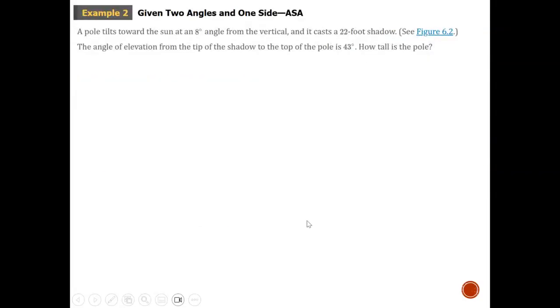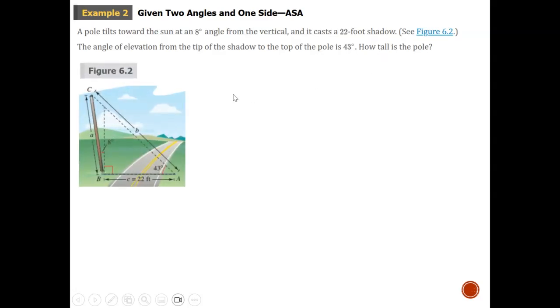Okay, now, this is how you do it in real life. It says a pole tilts towards the sun at an 8-degree angle from the vertical, and it casts a 22-foot shadow. See figure 6.2. The angle of elevation from the tip of the shadow to the top of the pole is 43 degrees. How tall is the pole?